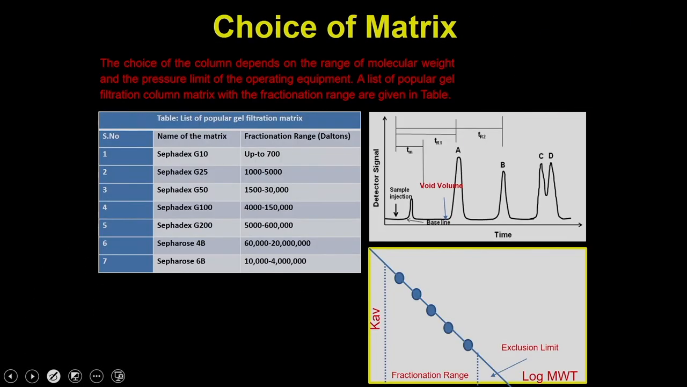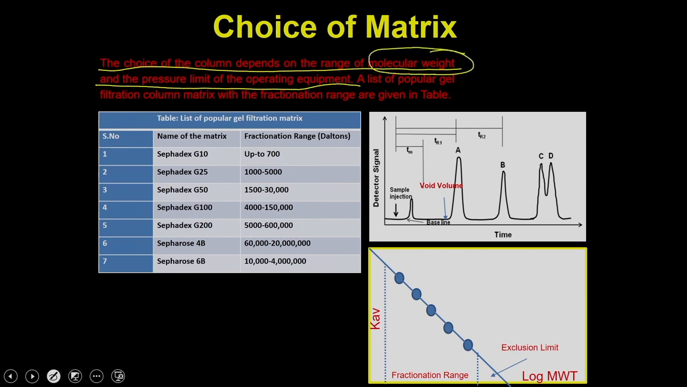Now once you would like to perform gel filtration chromatography, you have to decide many parameters. One of the crucial parameters is how to choose the matrix. The choice of the column depends on the range of the molecular weight and the pressure limit of the operating equipment, which means you have to consider two parameters. One is the molecular weight range in which you are interested to perform gel filtration chromatography, and then what kind of pressure limit or what kind of operating chromatography system you have in your laboratory. So these are some of the popular gel matrices available, where you have the Sephadex G10.